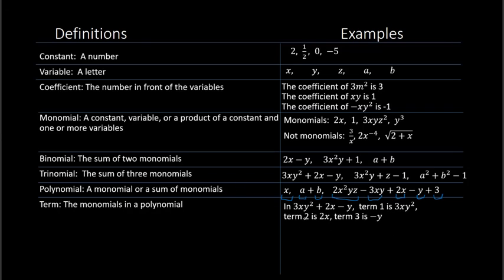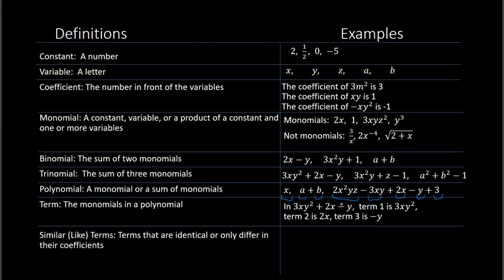Alright, here's some other examples. If you have 3xy squared plus 2x minus y, term 1 is the first monomial, the first term. So 3xy squared is term 1. The second term would be 2x. That's your second monomial. And then the third term would be negative y. That's your third monomial.